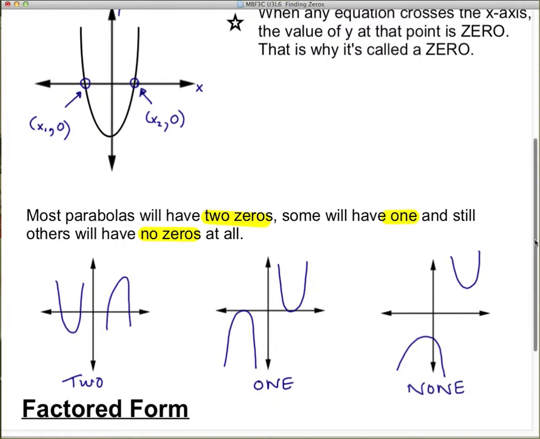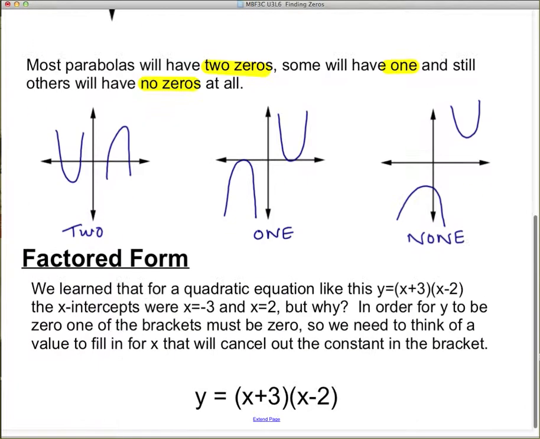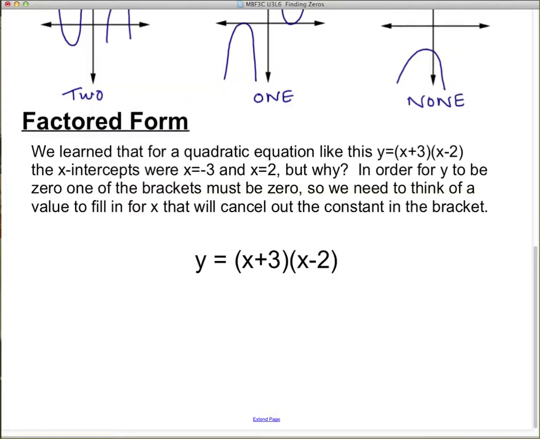Now, how do we figure out where these are? We're going to start with the easy one first. We're going to start in factored form. So in factored form, we want to know where the y is equal to 0. So let's sub a 0 in here. x plus 3, x minus 2. Now I want to know when this is going to be 0.